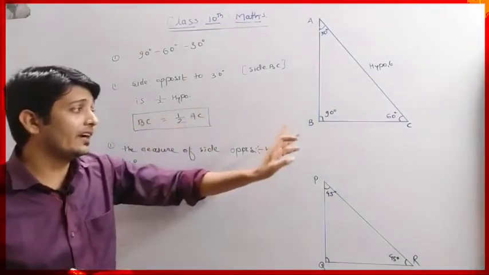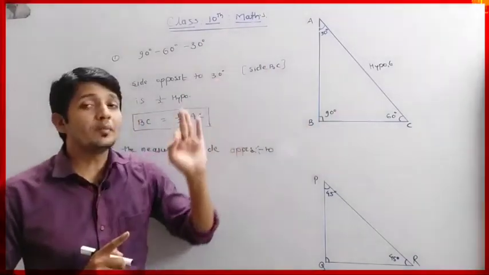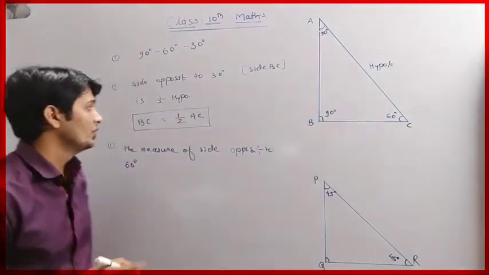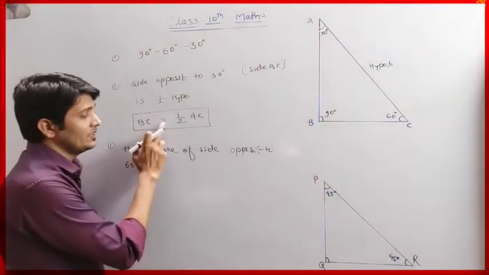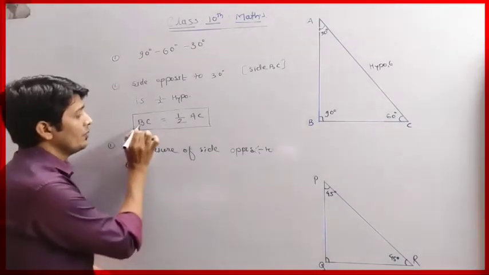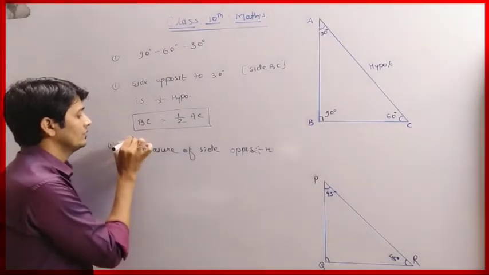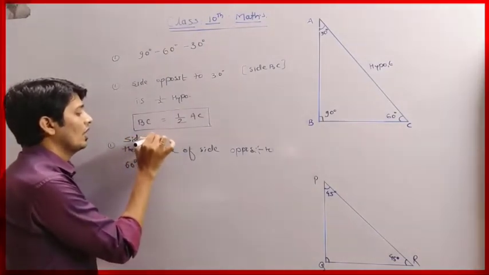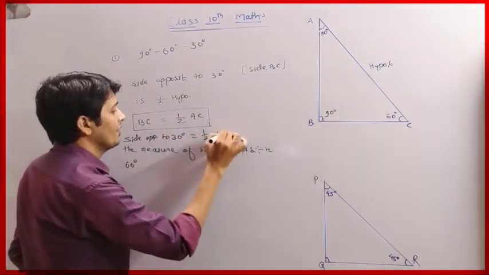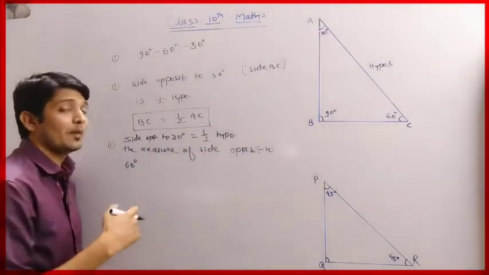Therefore, we can write that the measure of BC equals 1 by 2, that is half of the hypotenuse. And what is the hypotenuse? It is AC. So here we have BC is half of AC. In words we have to write again, BC is the side opposite to 30 degree. So we have to write: side opposite to 30 degree equals half of the hypotenuse. I am writing just hypo, so you have to understand it is hypotenuse.